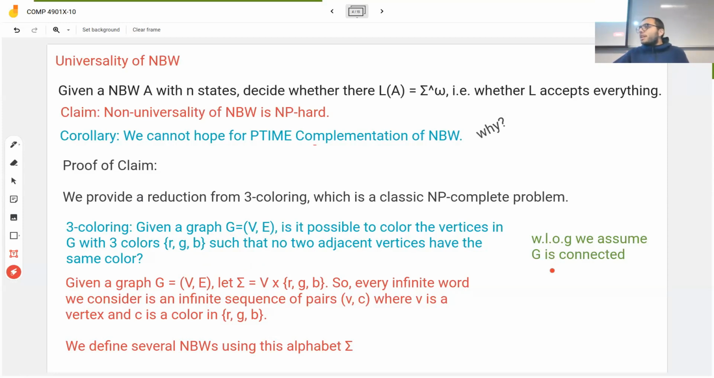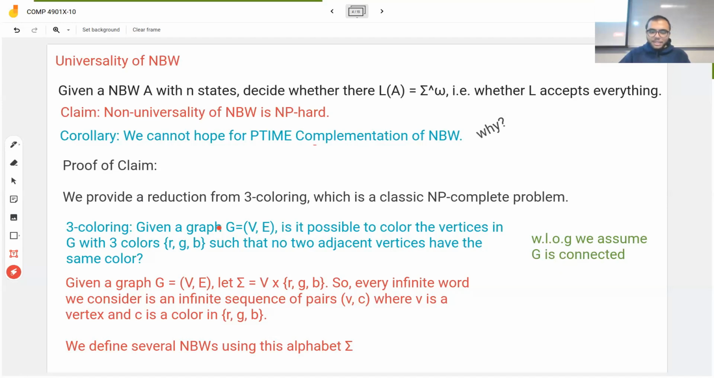Because if I give you a disconnected graph, you can just color each of its connected components separately. So it doesn't really make that much difference if I ask about a connected graph or a general graph. Okay. So here's what I'm going to do.